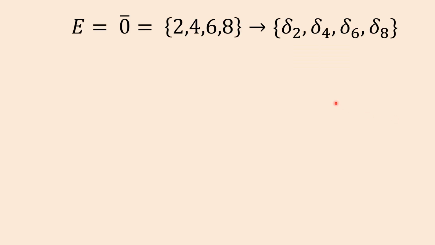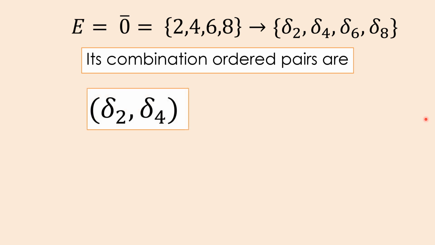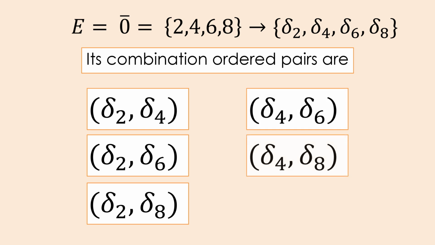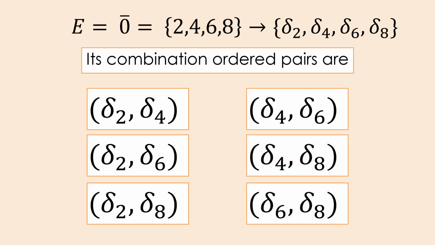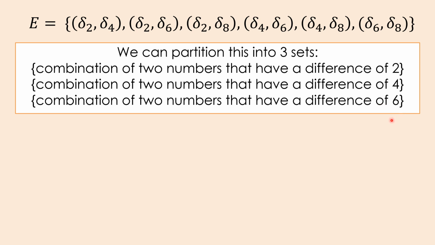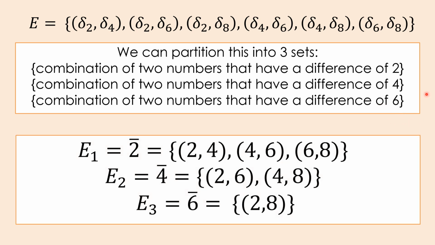Next, let's consider the other partition, which is the even elements, so that we could get other subgroups from here. Its combination ordered pairs are delta sub 2, delta sub 4; delta sub 2, delta sub 6; delta sub 2, delta sub 8; delta sub 4, delta sub 6; delta sub 4, delta sub 8; delta sub 6, delta sub 8. Now, we can partition this group into 3 again, by combinations of 2 numbers that have a difference of 2, a difference of 4, and a difference of 6.